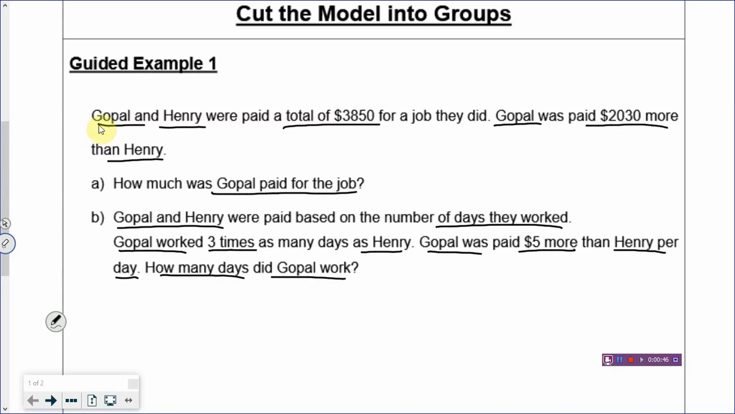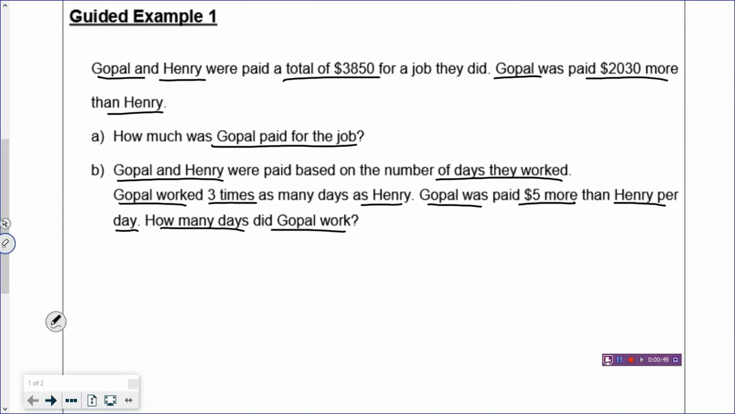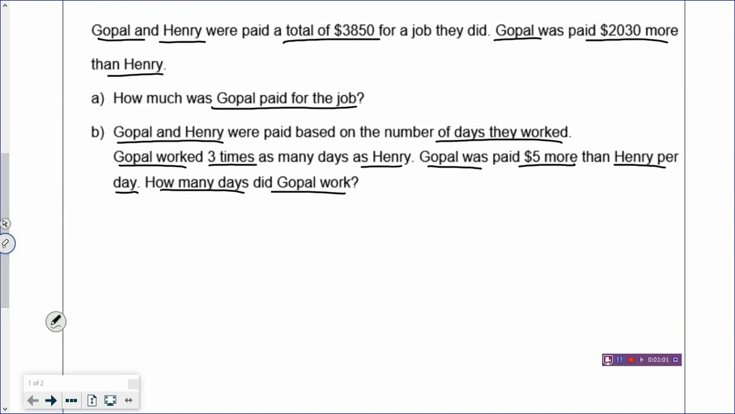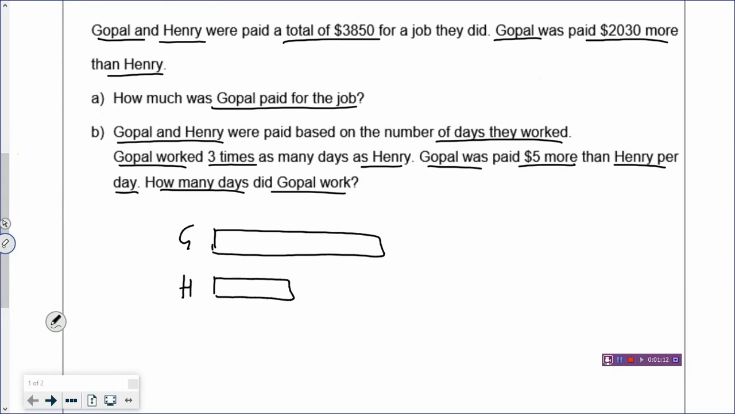Now this is a PSLE problem. So we are going to look at this PSLE problem and see how we solve. Alright, now even though it may look hard, there's always something you can do, right? You can always draw the model because you see the words more than. So Gopal and Henry were paid altogether $3,850. So Gopal was paid more money. So you draw a longer rectangle for Gopal, and Henry is paid lesser money, right?